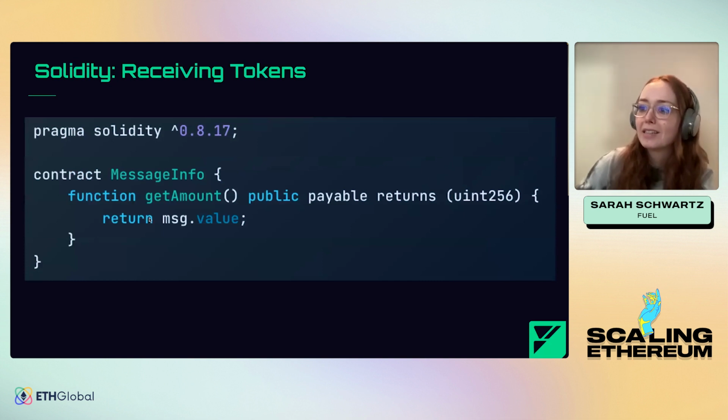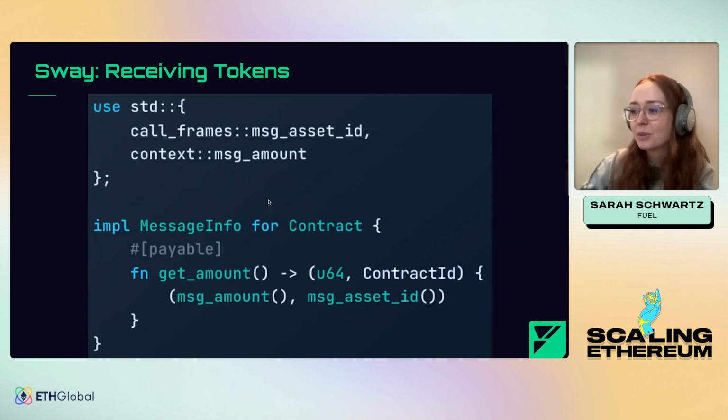And for receiving tokens in Solidity, you'd probably check this message.value variable. And again, if this is for Ethereum, you know that this would be ETH because it's the only asset you can send. With Sway, you can send any asset. So we have these two standard library functions, message_asset_id and message_amount, and you can check for the amount sent in a function call and what kind of asset.